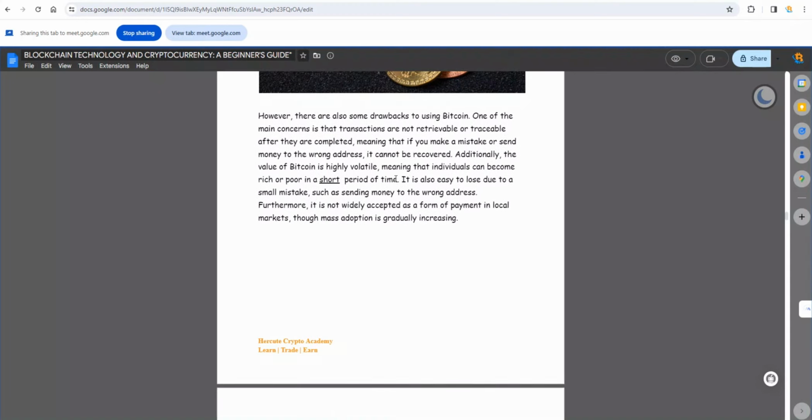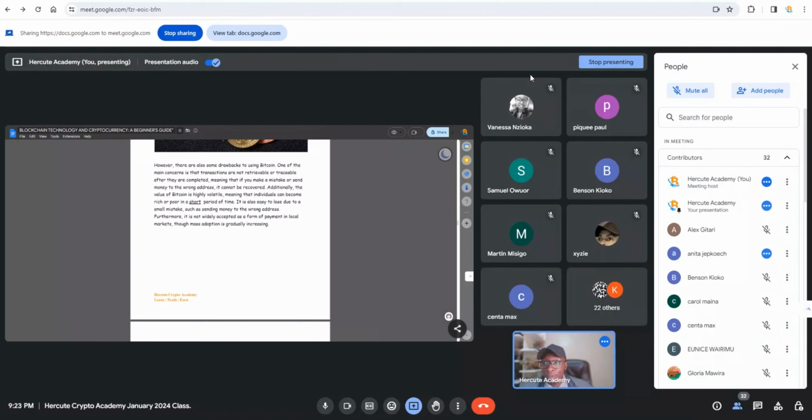Now, however, there are also some drawbacks to using Bitcoin, and one of the main concerns is that transactions are not retrievable or traceable after they are completed, meaning that if you make a mistake or send money to the wrong wallet address, it cannot be recovered, unless you know whom that person is.